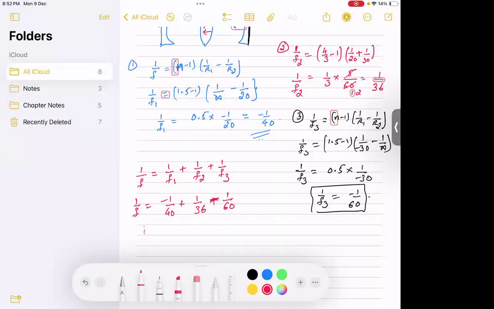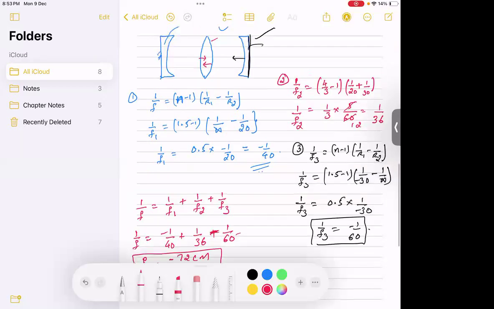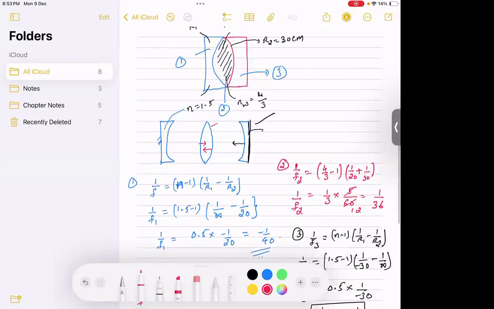Focal length. I think it is going to be between 60 and 40. You can take the LCM first, then later you can solve it for 36. You'll end up with minus 72 centimeter. So the focal length of that becomes minus 72 centimeter. So that is the combination of three lenses, students.